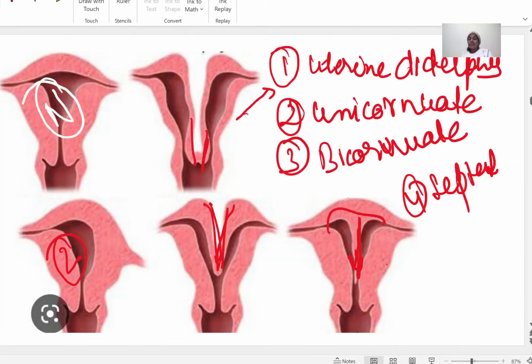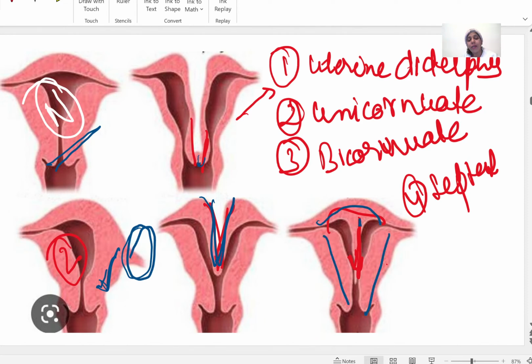Okay, these are the Mullerian anomalies. This is the normal uterus. Okay, this is uterine didelphys, because the uterus wall is going down to the upper vagina. This is unicornuate, because one side of the Mullerian duct has not grown. This is bicornuate because the uterus wall is going between the two cavities. This is septate because the uterus wall myometrium is normal, a growth is going in between.